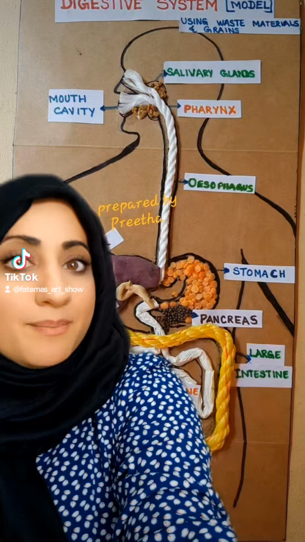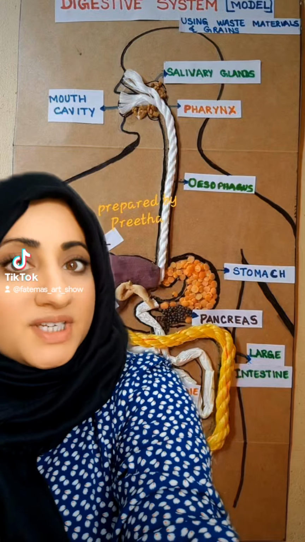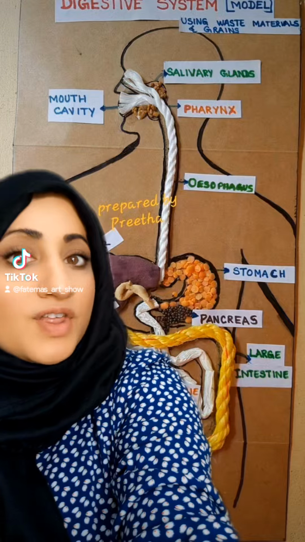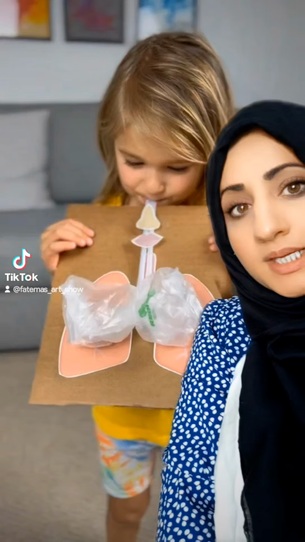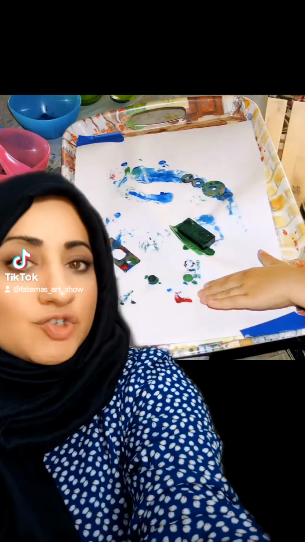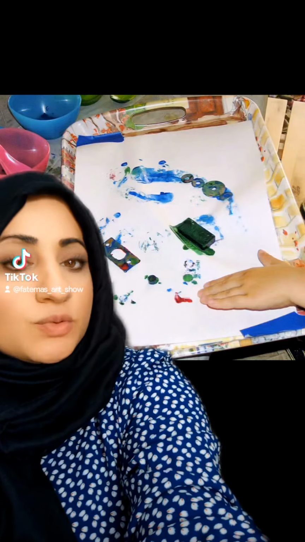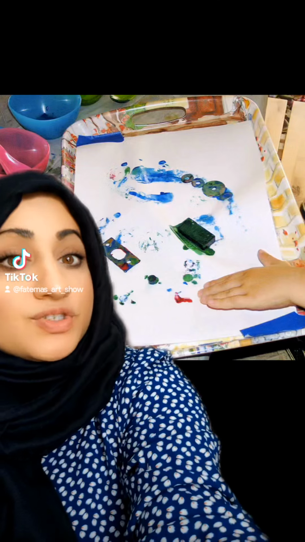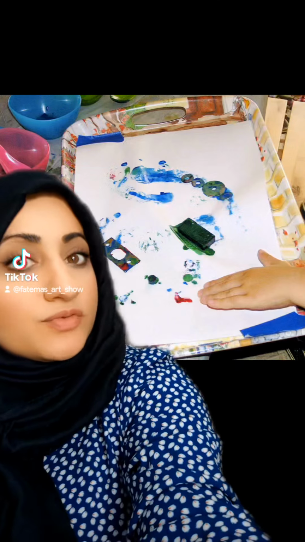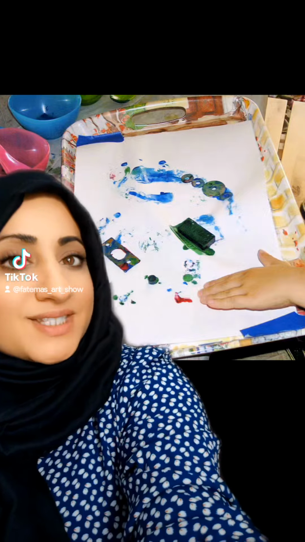Use cardboard and many different materials to understand the body. Here we've got an example of the digestive system model. Here's another example. Take a tray, put some metal objects with paint on them, and then use a very strong magnet at the bottom of the tray to move the objects around.